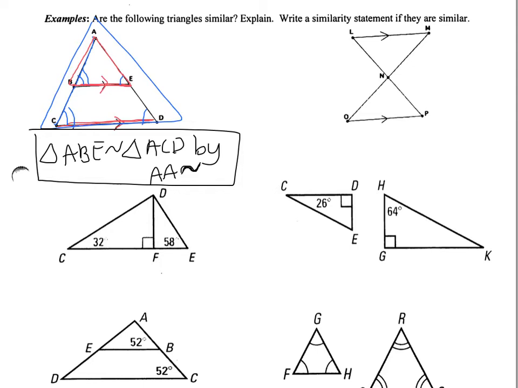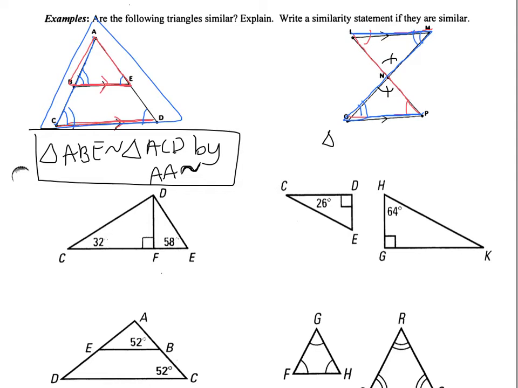Okay, let's look at the next one. Again, we have parallel lines. In a situation like this, I told you to look for the Z. So I have this Z here, which means that angle L is congruent to angle P. I have this Z here, which means that angle M is congruent to angle O. And then furthermore, I have vertical angles. So not only do I have 2 pairs of angles congruent, I have all 3 pairs of angles congruent. So these triangles are definitely similar.